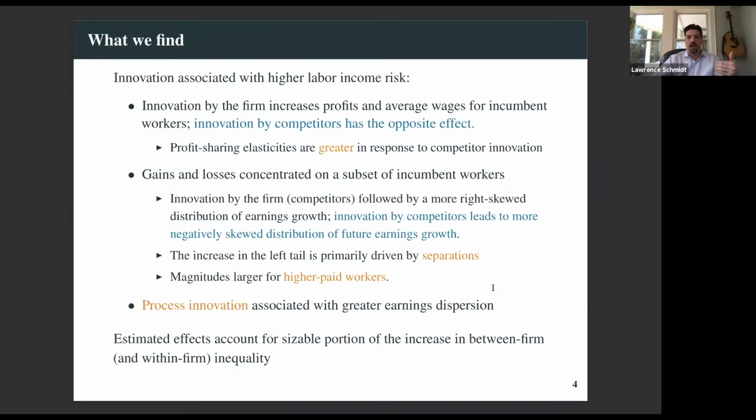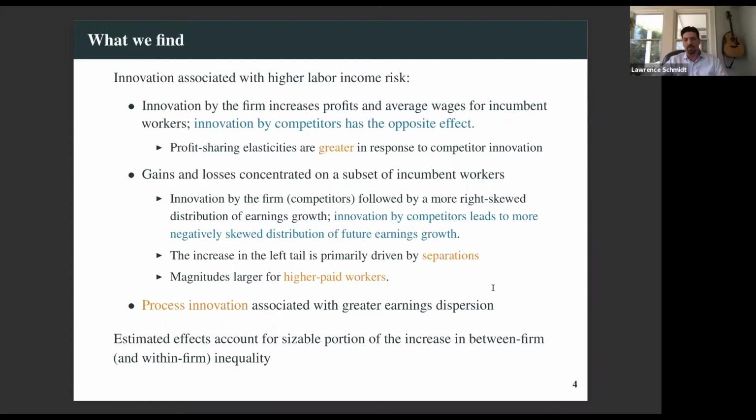And there's a non-trivial pass-through to the workers. And in fact, these pass-through estimates we have on the downside are actually larger than the pass-through associated with own firm new technologies being developed. We're also going to find that these effects are somewhat heterogeneous, in the sense that they are larger for some workers relative to others.